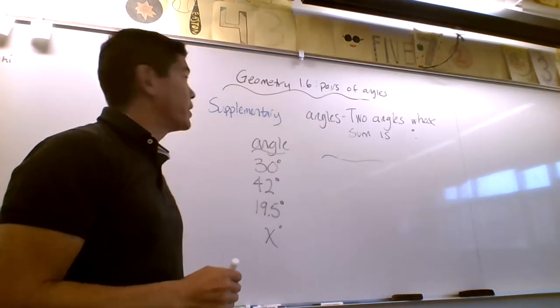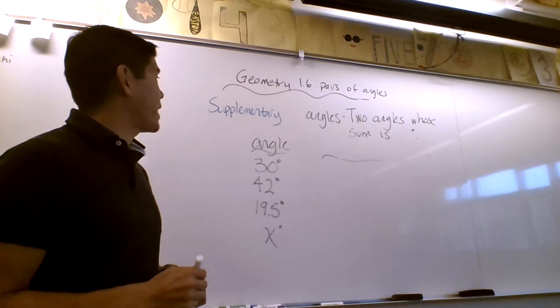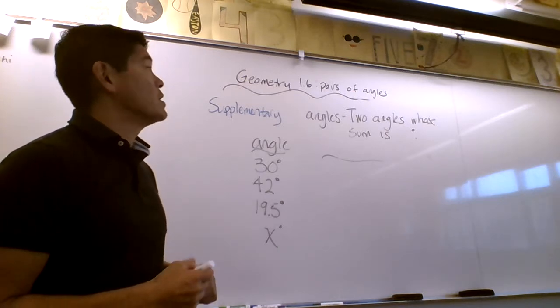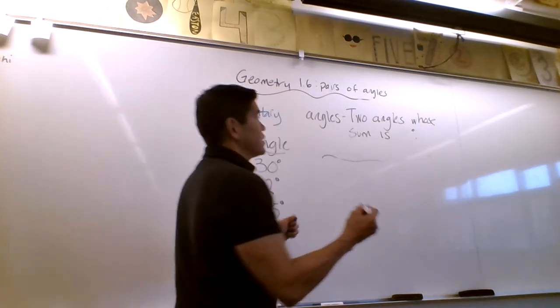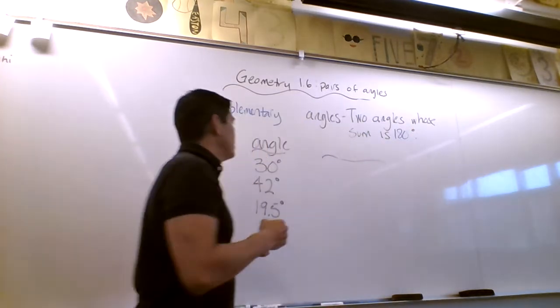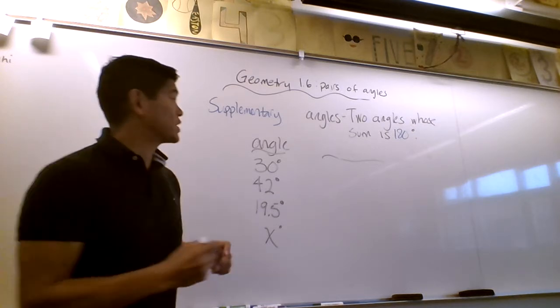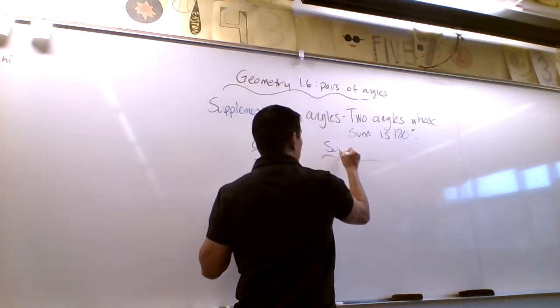Similar to complementary angles, two angles could be supplementary. But for supplementary angles, instead of their sum being 90 degrees, their sum is 180 degrees. So if two angles are supplementary, then now one is the supplement of the other angle.